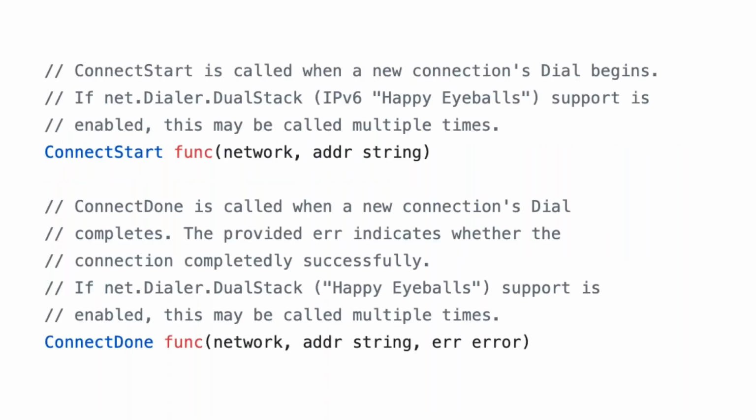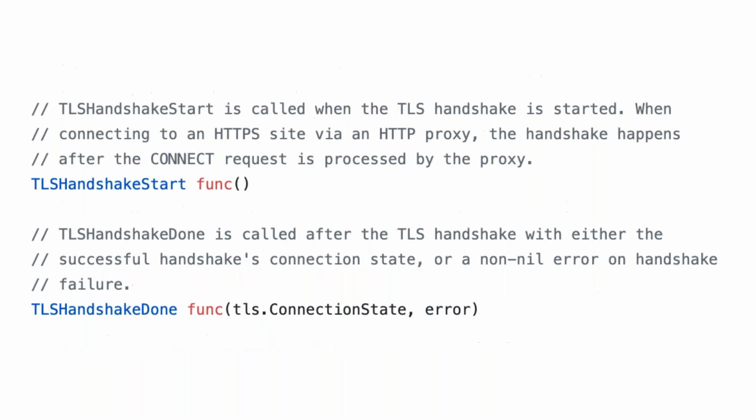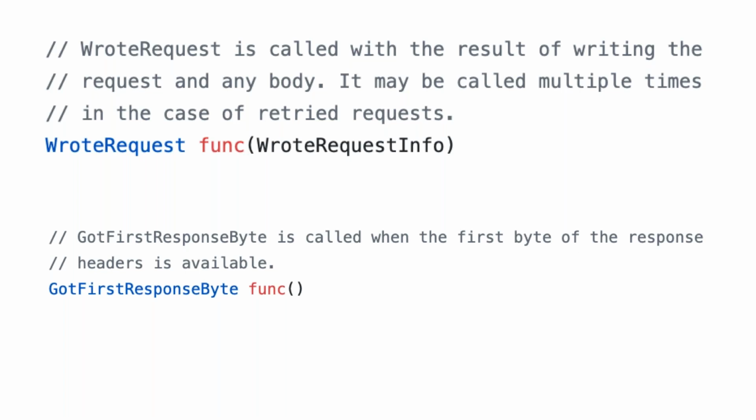As part of the connection process, TCP, it will give you information about what it tried to connect to, and then what it actually did connect to at the end of that. During TLS negotiation, it will give you a callback when it starts, and then it'll also give you information about the TLS connection that was eventually negotiated. And lastly, it gives you a callback when it's finished writing the HTTP request, and then when it gets the first response back.